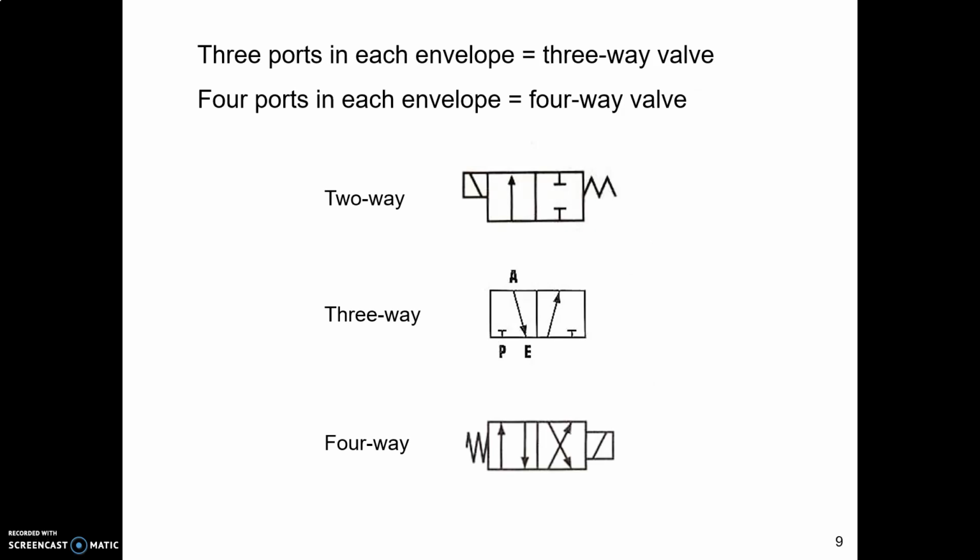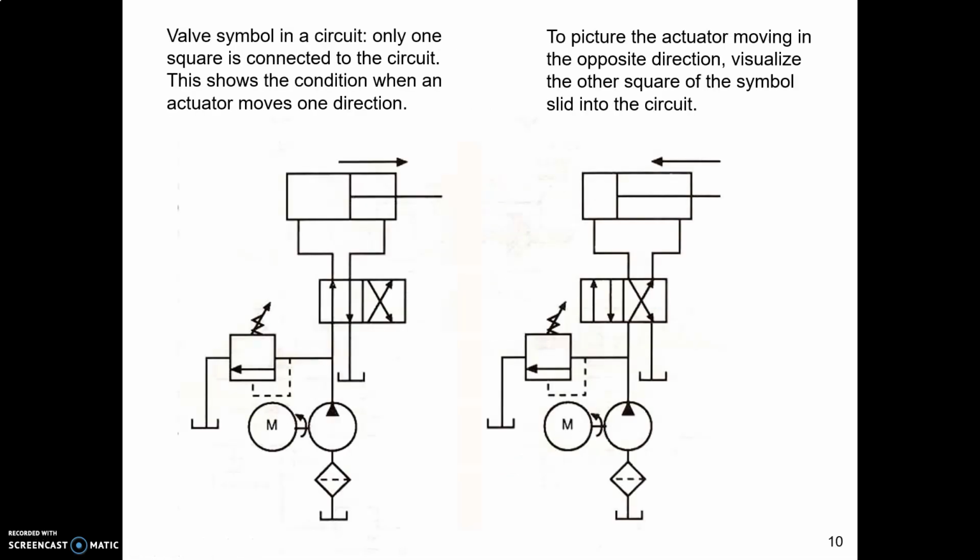Then, to describe how many ways in the valve, you count how many ports. So here is a thing with 2 ports in each envelope, so that's a 2-way valve. Here's a thing with 3 ports in each envelope, so that's a 3-way valve. And here at the bottom is a thing with 4 ports in each envelope, so that's a 4-way valve. 4 ports in each envelope, 4-way valve.